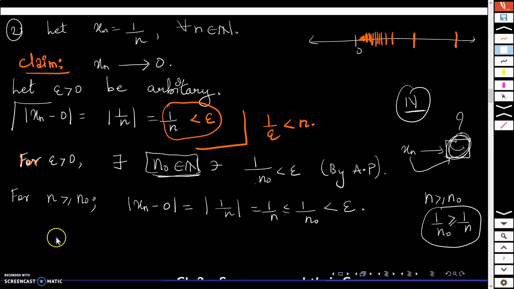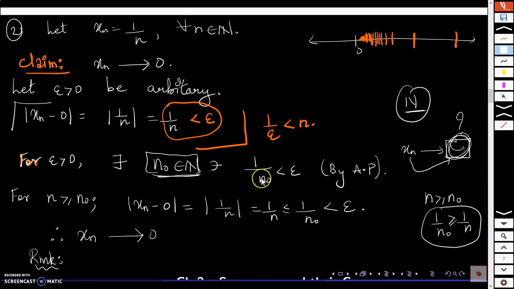So we have shown that the sequence xn converges to the point 0. So given any epsilon positive, I can find a natural number n naught such that xn minus 0 is less than epsilon for all n bigger than or equal to n naught. Now explicitly, if you want to write that natural number, if you want to know what exactly this n naught is, there is a way to do that also.